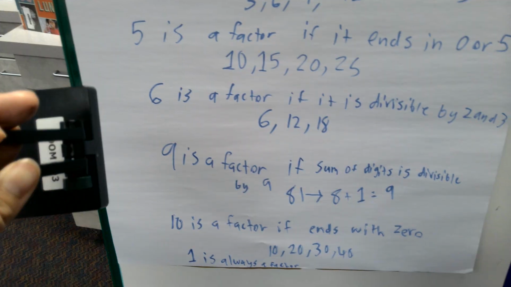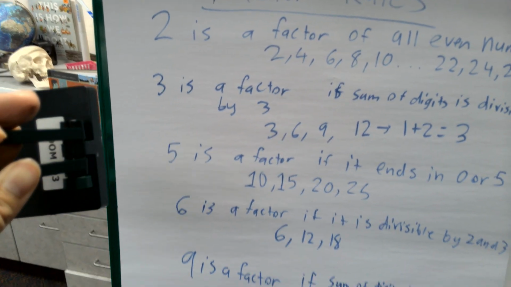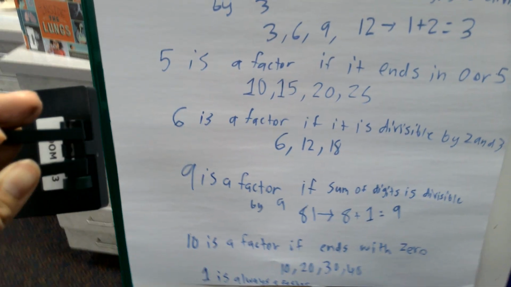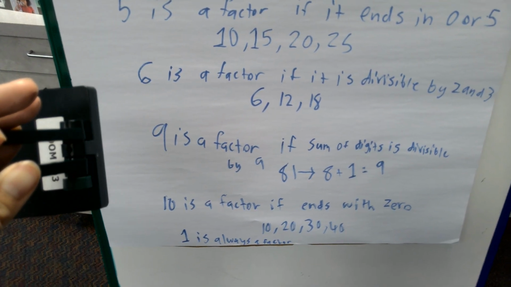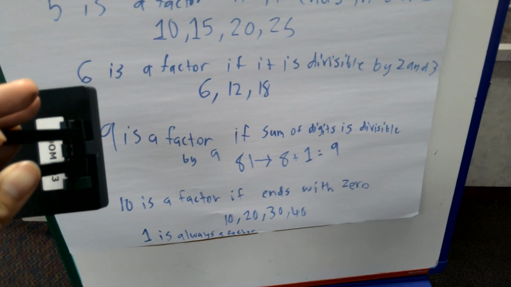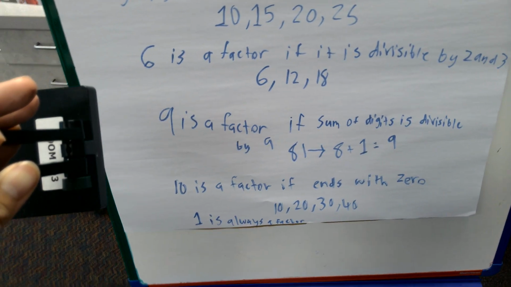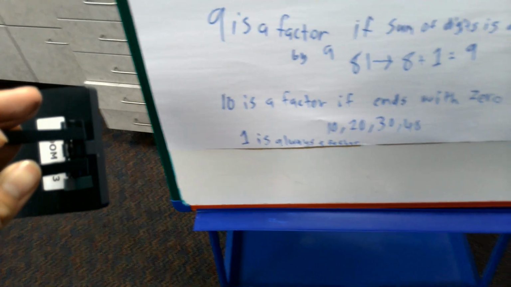6 is a factor if it is divisible by 2 and 3, so if you notice that you have 2 and 3 as factors, most likely you're going to have 6. 9 is a factor too if the sum of the digits is divisible by 9, so of course, if you take 81, you do 8 plus 1, it equals 9. And lastly, 10 is a factor if it ends with a 0, so like 10, 20, 30, and 1 is always a factor. So those are some factor rules to remember.